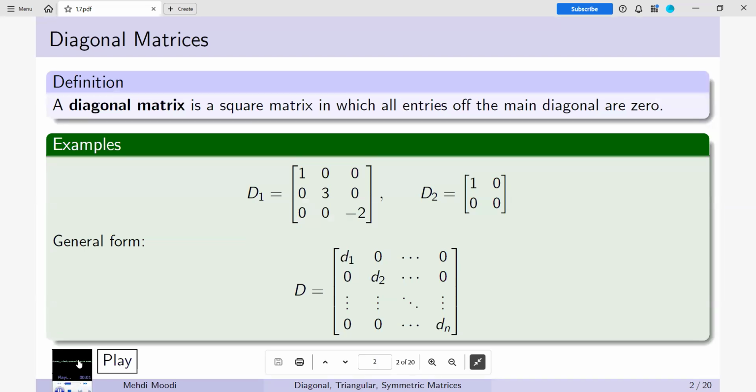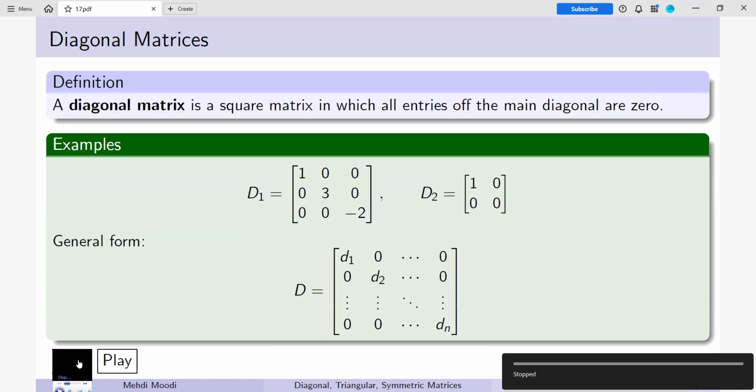Today we study three special families of matrices: diagonal matrices, triangular matrices, and symmetric matrices. The goal is to recognize their structure and use that structure to make computations easier.